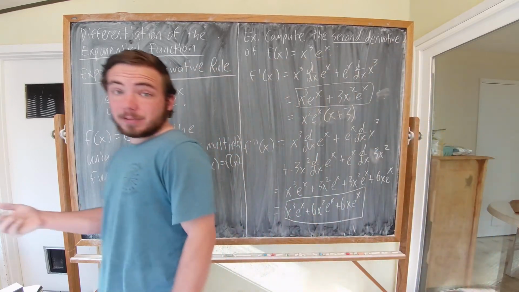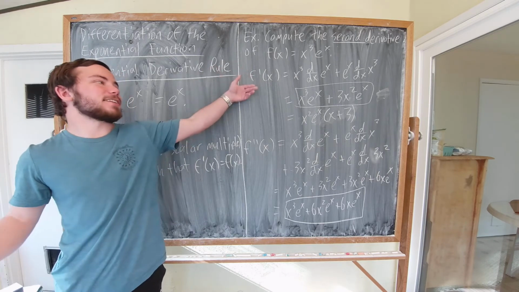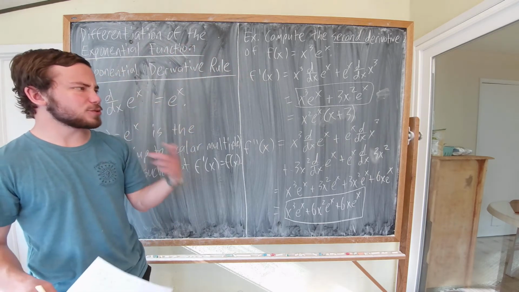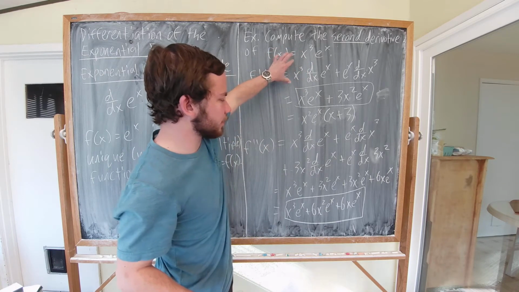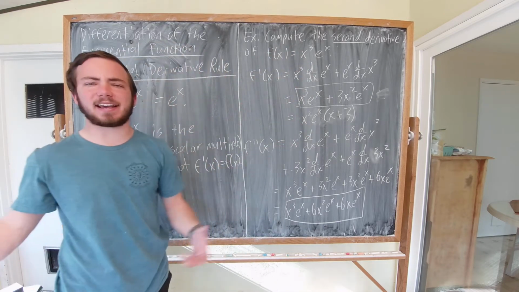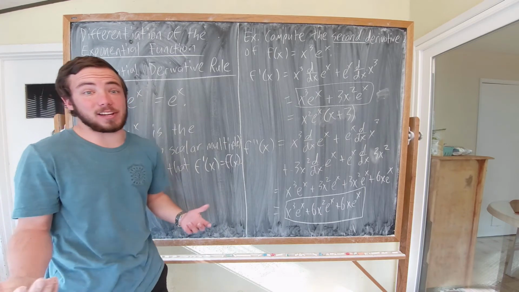So, computing derivatives involving the exponential function, pretty nice, right? And it gets these kind of interesting recursive patterns where we see, hey, this thing that popped up when we took the first derivative pops up again in the second one. That's just the nature of the exponential function.